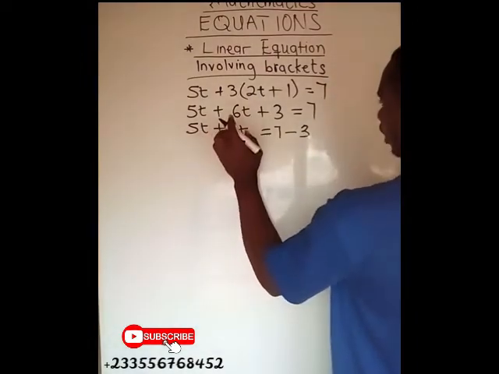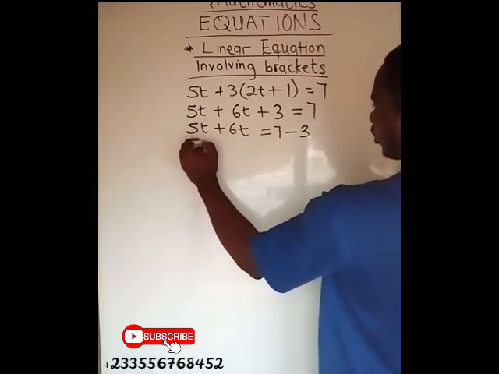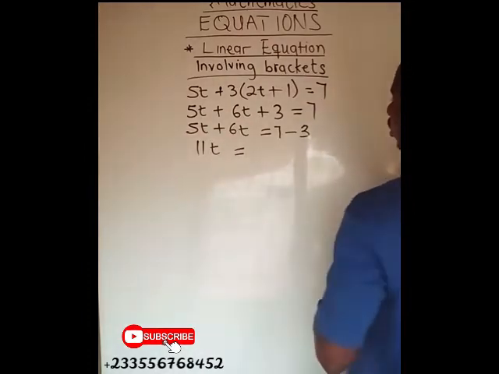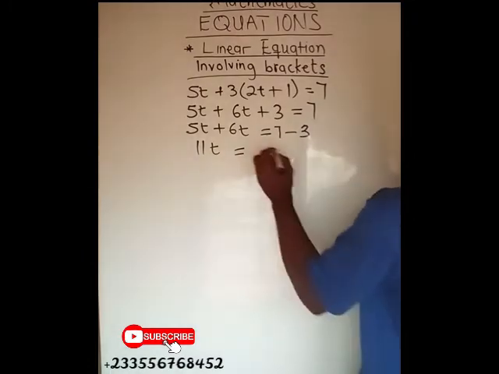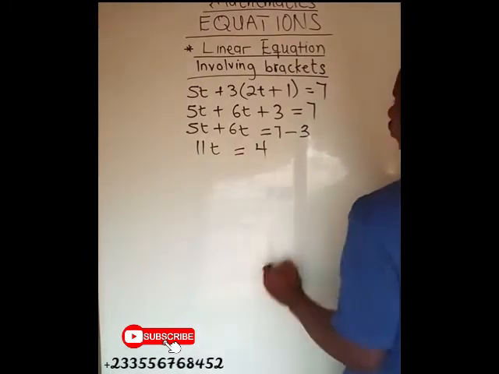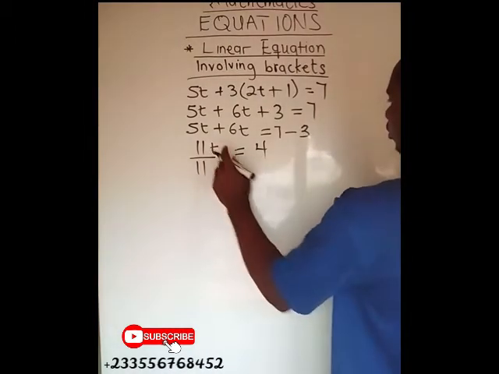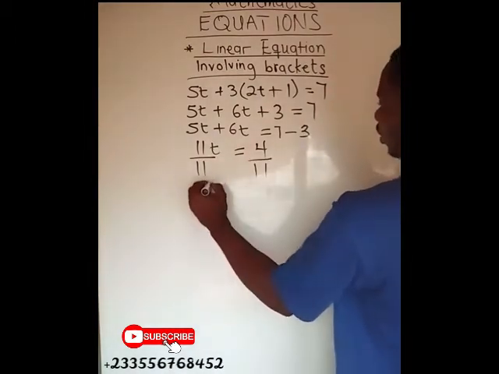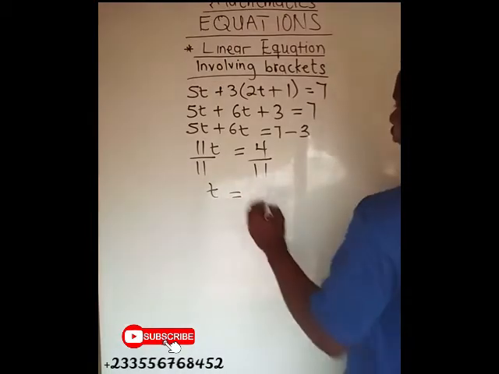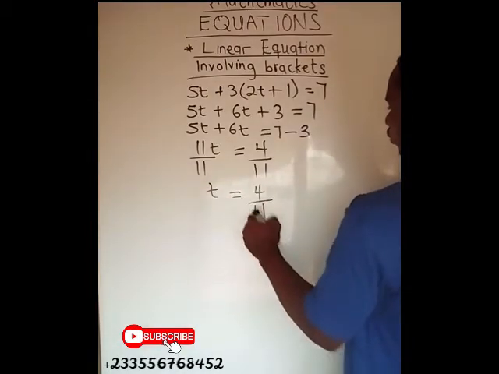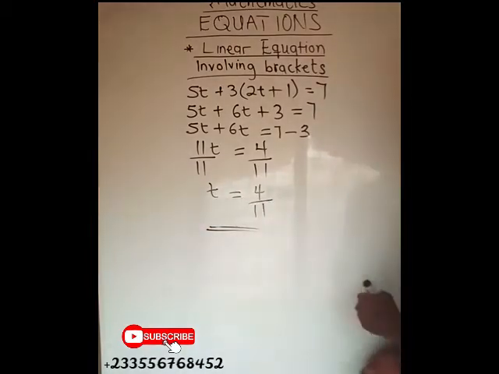So 5t plus 6t will give us 11t, and 7 minus 3 will give us 4. Then we divide both sides by the coefficient of t, the variable. So we have t is equal to 4 over 11. That's your final answer.